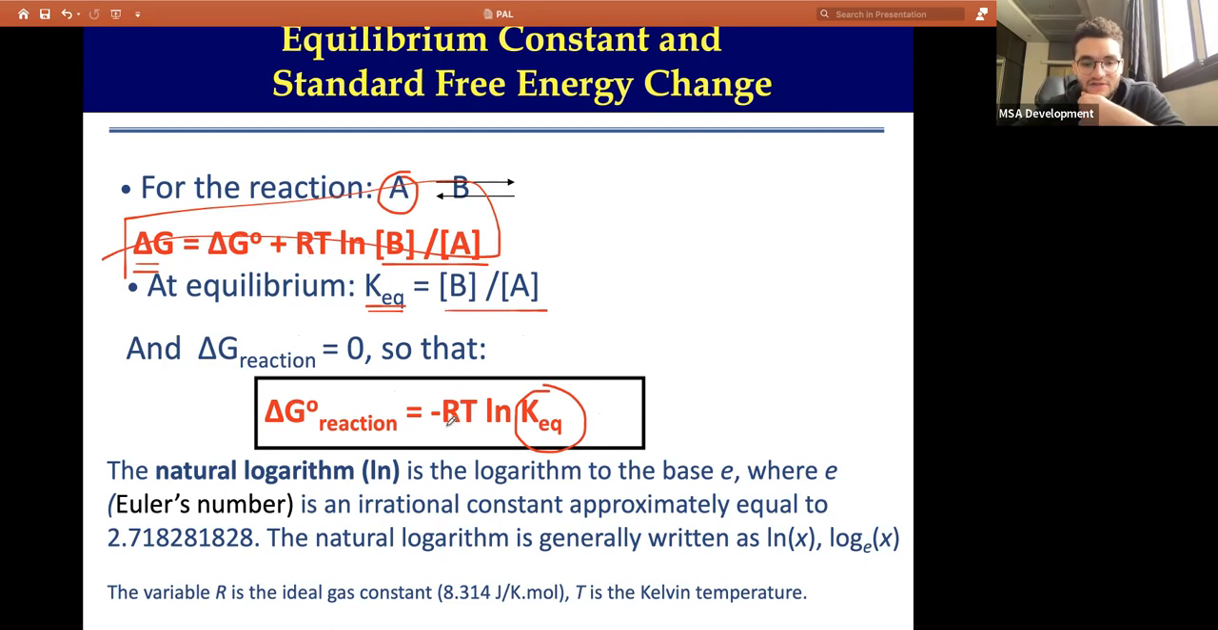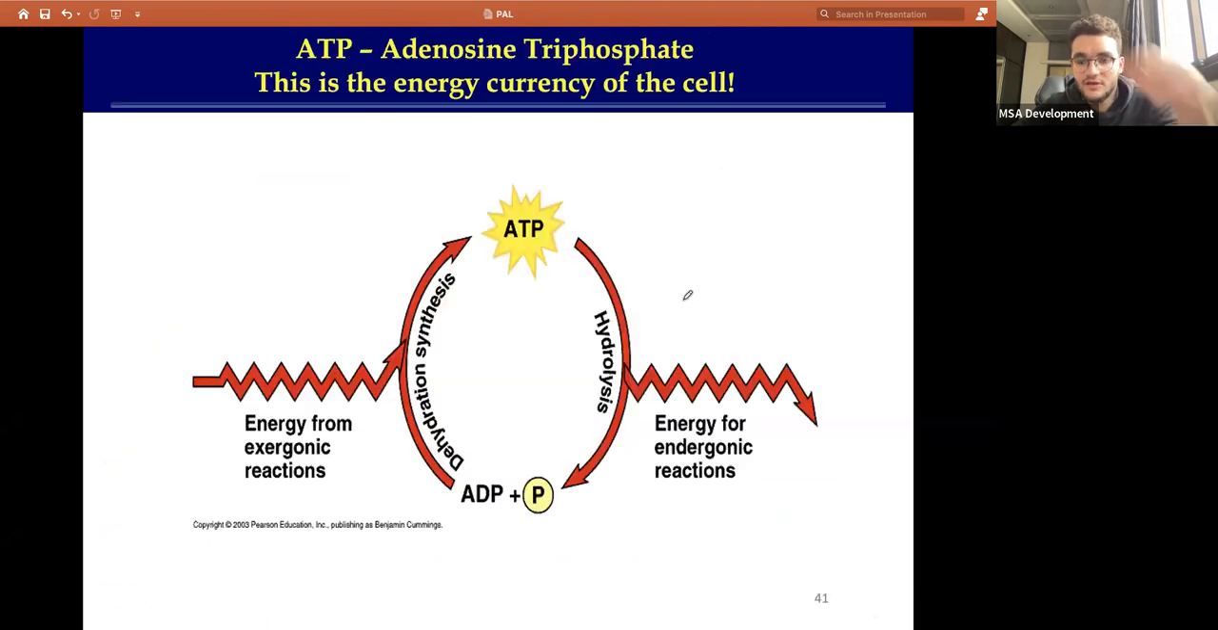Now, the R is the ideal gas constant. The T is the temperature in Kelvin, and it's not in degrees Celsius. This is a common trick: it gives you degrees Celsius, and then you have to convert it to Kelvin. And this is the equilibrium constant. How do you calculate K equilibrium? It's B over A. Okay, so does that make sense for everything here?